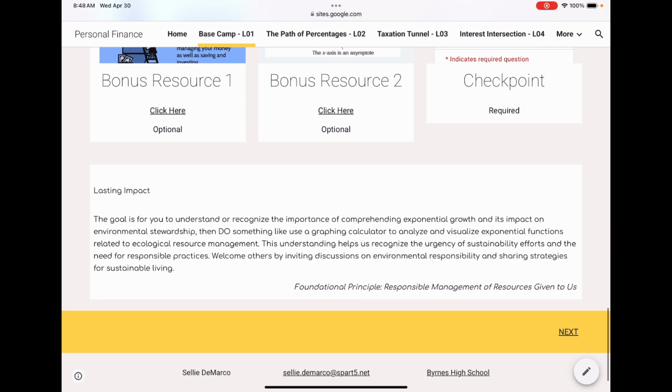And then there's the lasting impact, which I think I'm going to talk more about on a different page. So let's go ahead, and this time I'm just going to click next to move on to lesson 2, Path of Percentages.